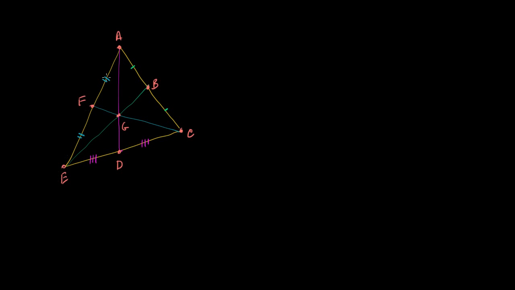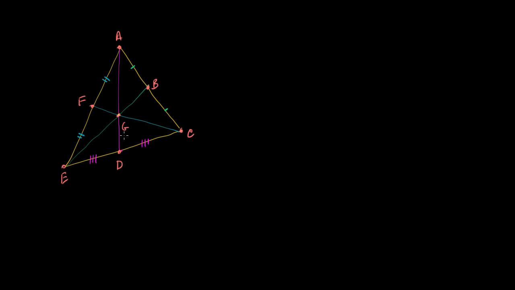I've drawn an arbitrary triangle right over here. And I've also drawn its three medians, median EB, median FC, and median AD. And we know that where the three medians intersect at point G right over here, we call that the centroid.